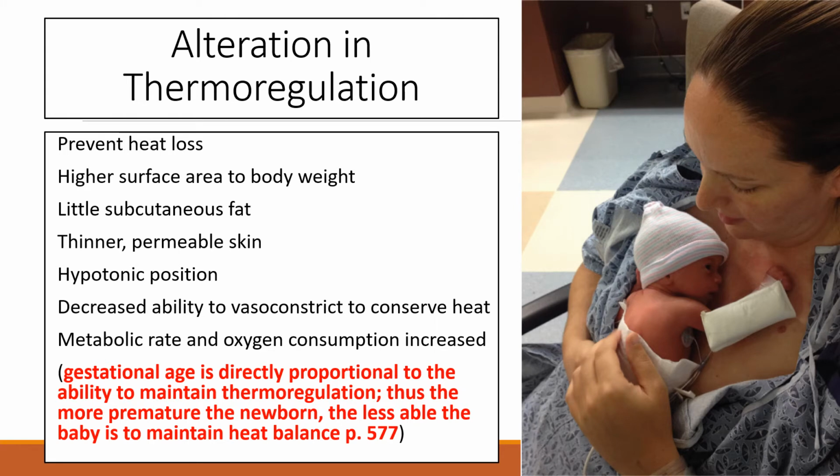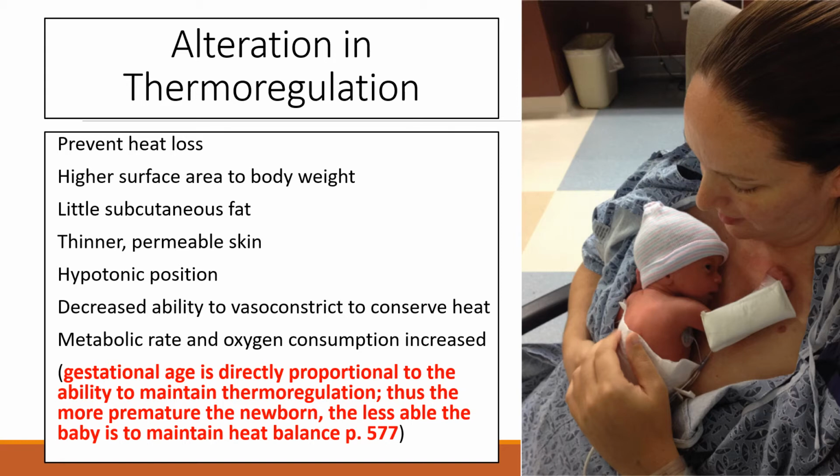So alterations in thermal regulation. Remember that these babies are very small. They did not hang out long enough to get that nice adipose brown tissue that they need for insulation. So we need to prevent heat loss for them. We want to encourage mom to hold the baby skin to skin when she's visiting. That is the sweet spot right here where the baby sits between the mom's breastbone, and it's like that automatic heater. They have a higher surface area to body weight. They're smaller, so because more of their skin is exposed, they have a greater risk for the loss of heat.